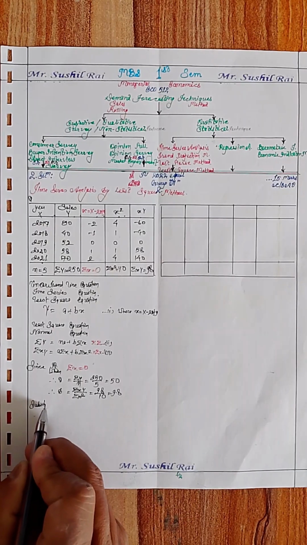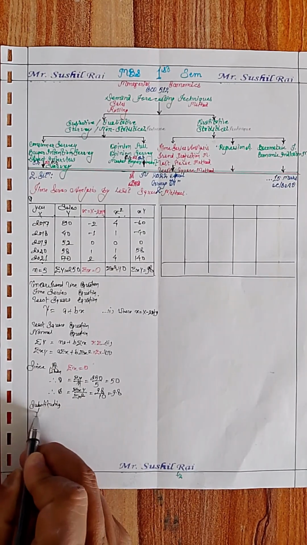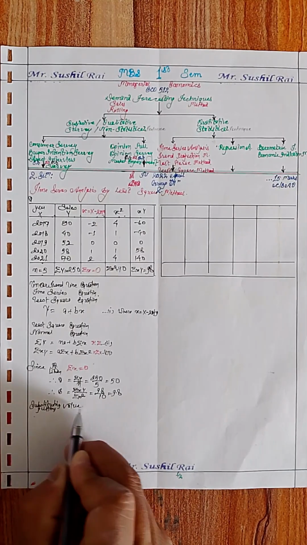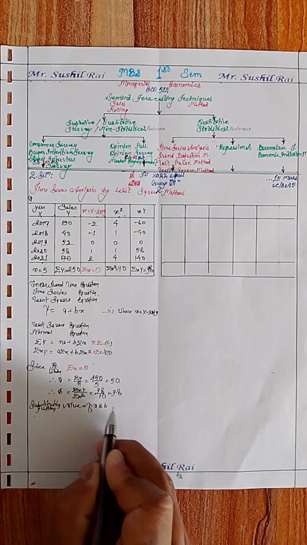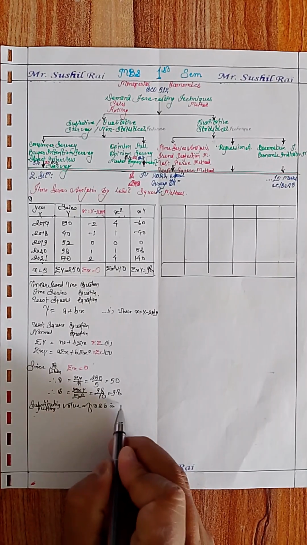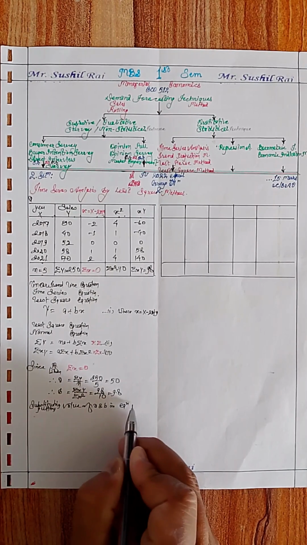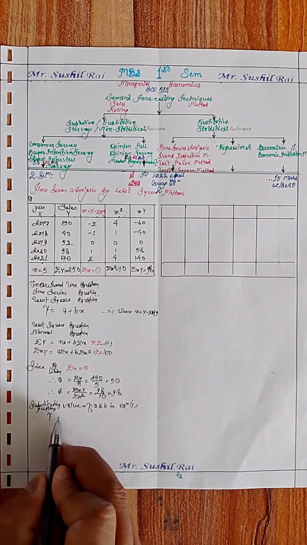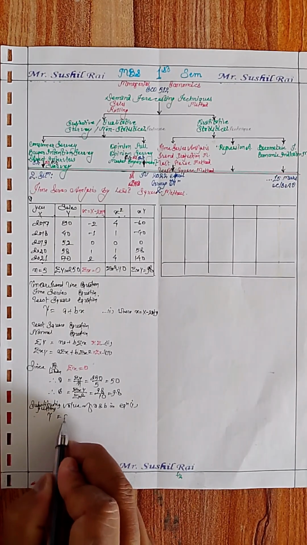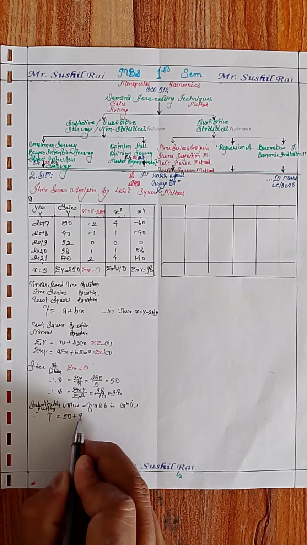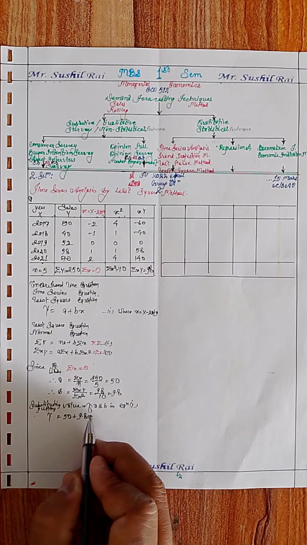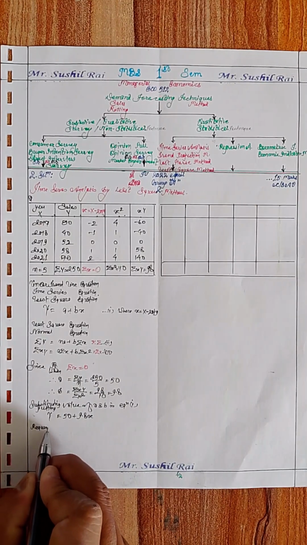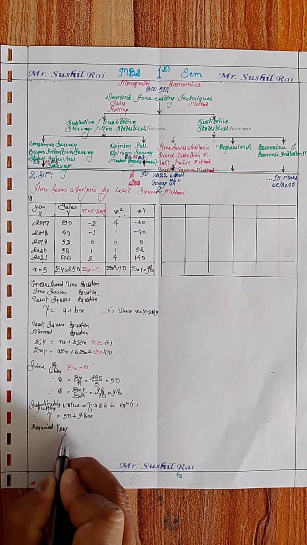Substituting, putting the value of a and b in equation 1, Y is equal to 50 plus 9.8x. Required Y for 2022 is equal to what?